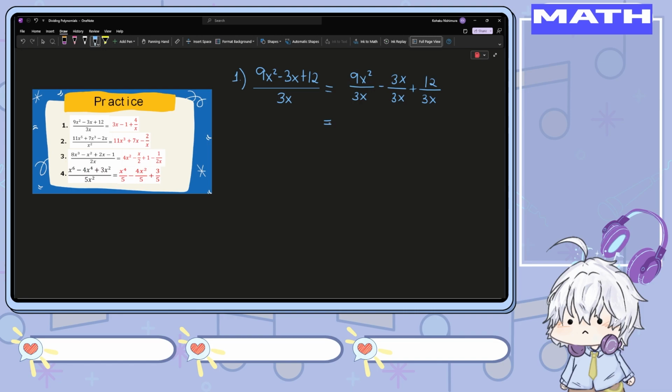If we check this, we will arrive at 9 divided by 3, which is 3, and x squared divided by x is x. Minus, we divided evenly because 3x divided by 3x is equal to 1. But here's the thing, we have negative, thus it's negative 1. And plus 12 divided by 3, the answer is 4, but we are left with x in the denominator. Thus, the final answer is indeed 3x minus 1 plus 4 over x.